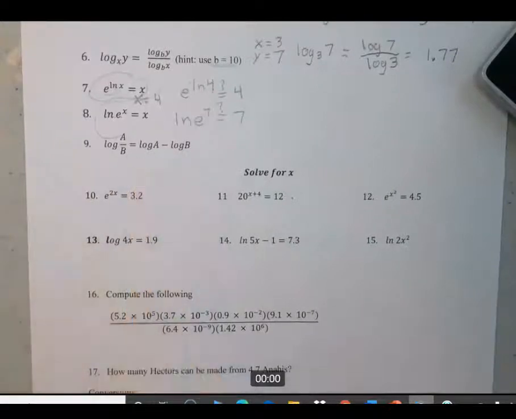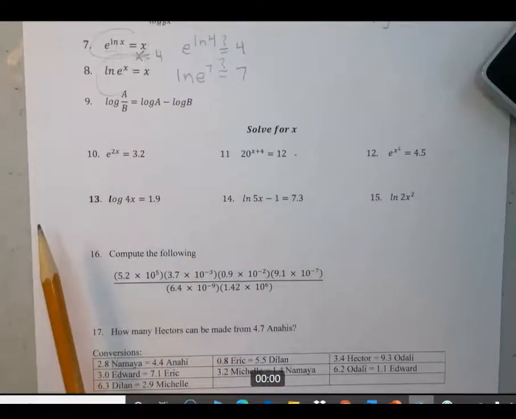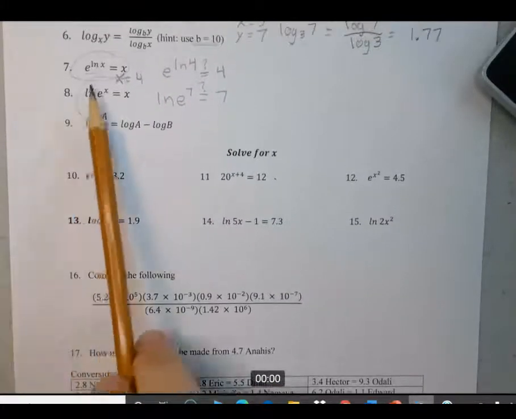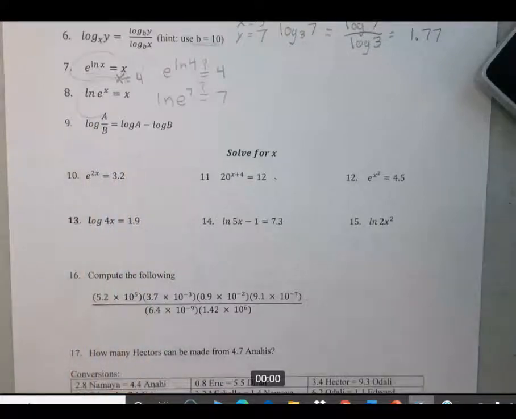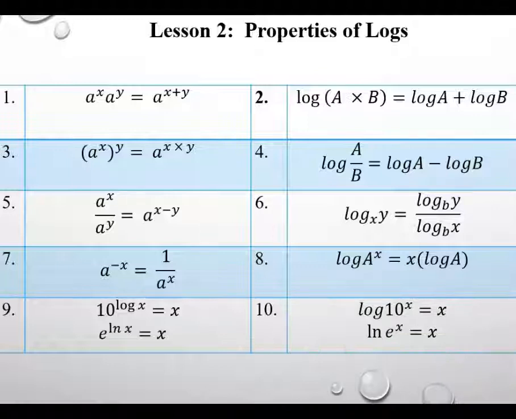I'm going to leave this one for you to do on your own, so I'll check that one. And let's move on to some where you're going to have to use this inverse principle. If we go back to our slide here, there it is. It's these down here, numbers 9 and 10. So you have an inverse for a regular log and an inverse for a natural log. Just really should call that a common log. Okay, so let's go back to that.